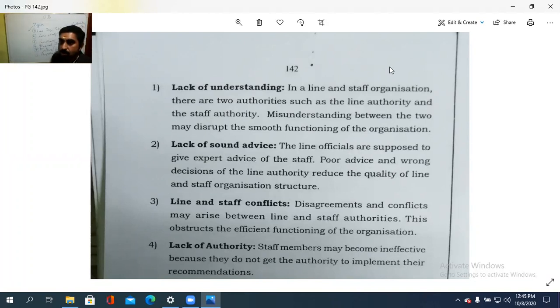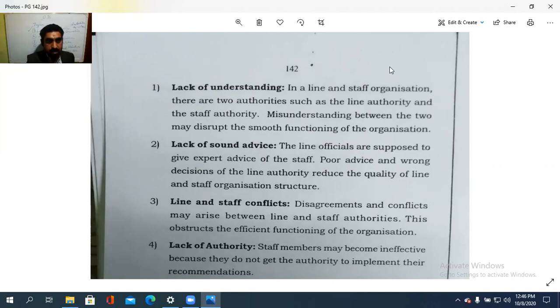Then lack of sound advice is there also. The line officials are supposed to get expert advice from the staff. Poor advice and wrong decisions of the line authority may reduce the quality of line and staff organization structure. So the line authority need not always be correct, and the staff need not always give expert advice. So when wrong advice and wrong decisions come, it will affect the harmony of the working, isn't it? So decisions of the line authority may reduce the quality of the line and staff organizational structure.